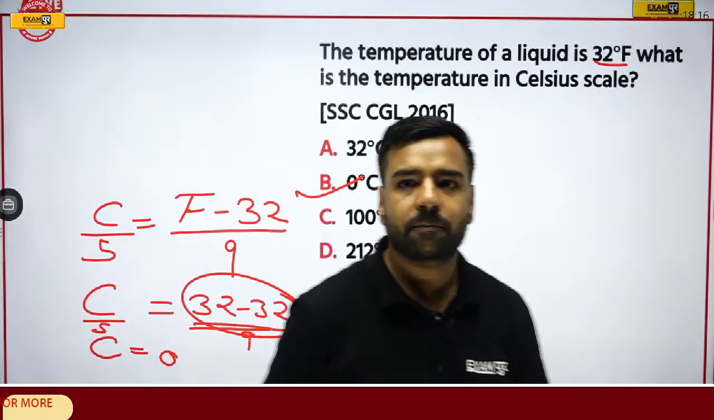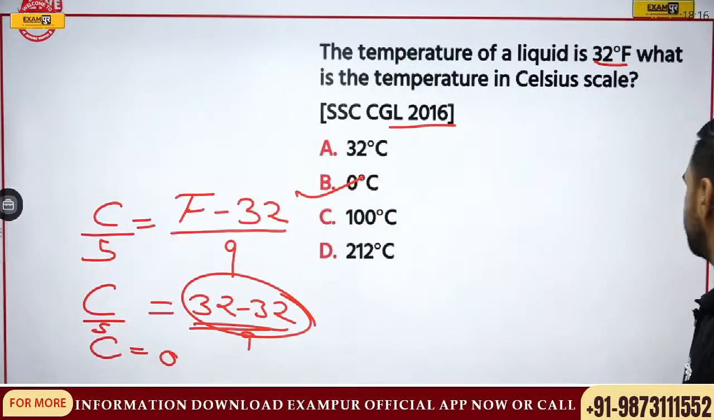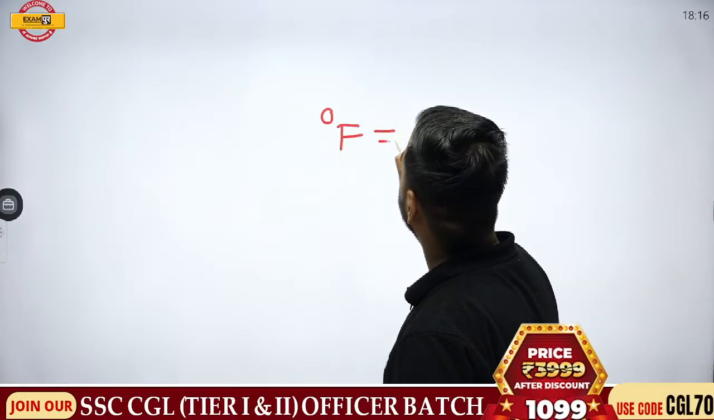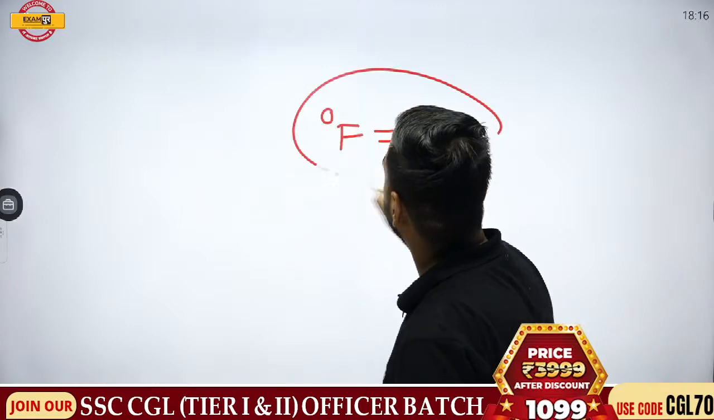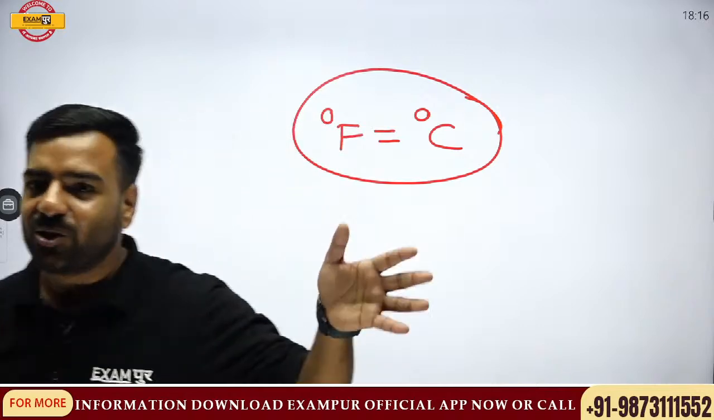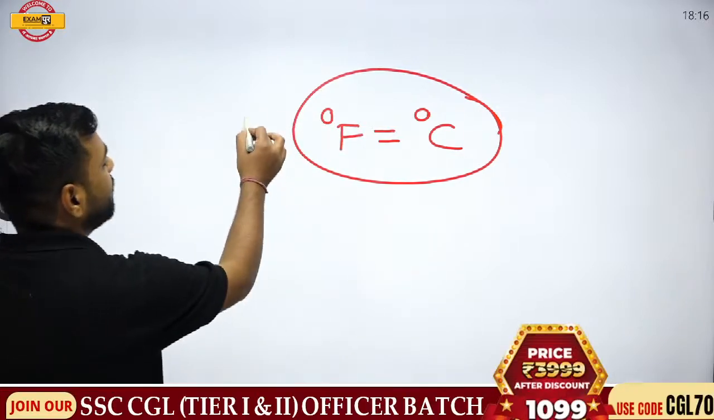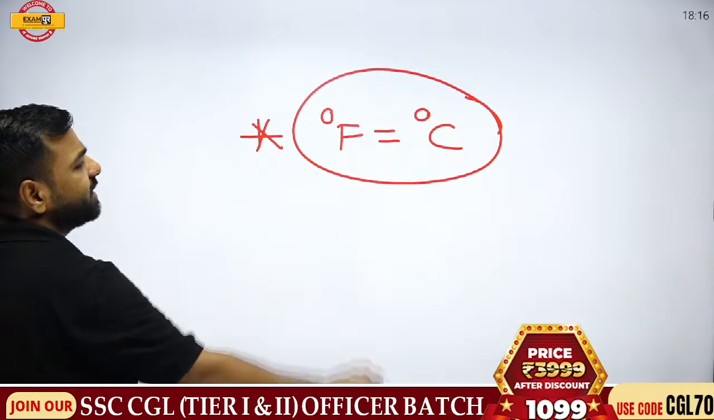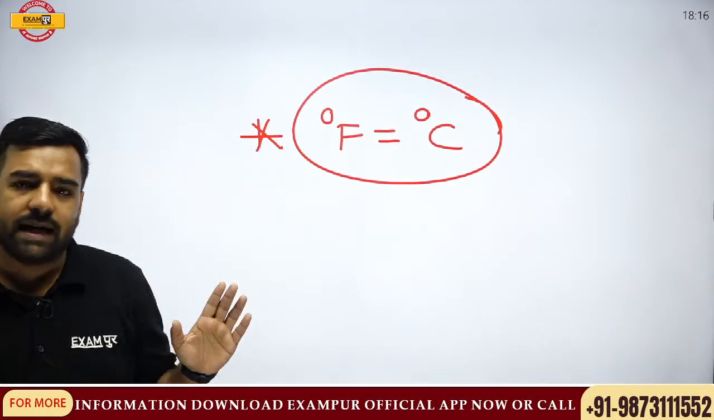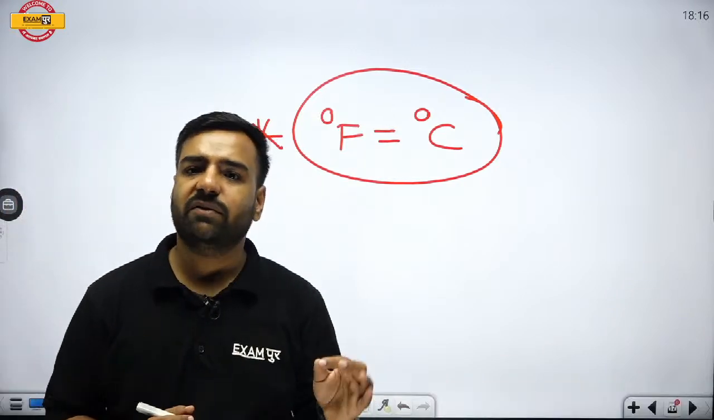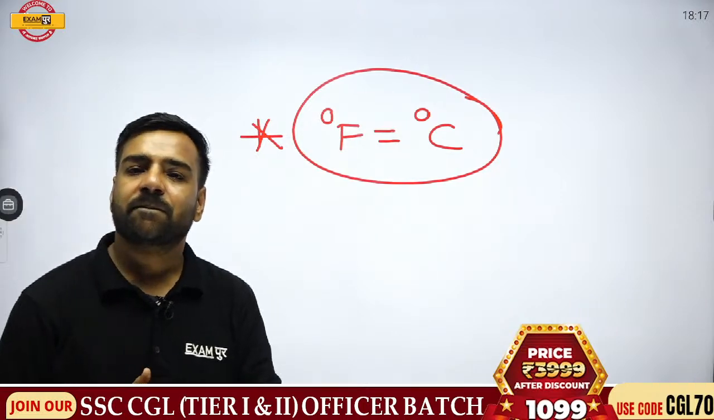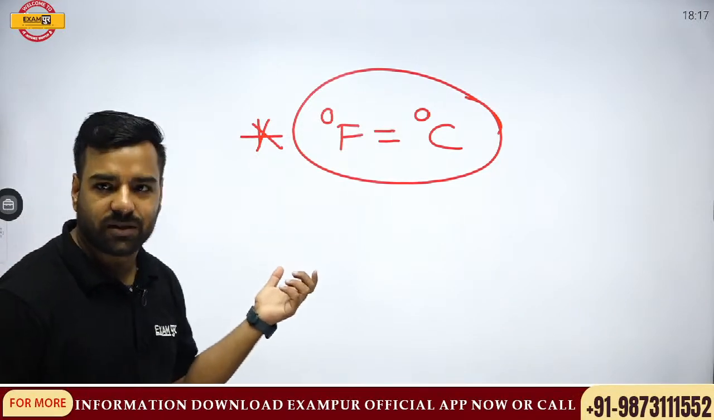But the important question I want to ask is, at what value are degree centigrade and degree Fahrenheit equal? Can you answer me this? Without any options. My question is, at what value will degree Fahrenheit and degree Celsius be the same? What is that answer? I want the temperature at which degree Fahrenheit and degree centigrade are the same. Answer please. If you want, I can give the options then.